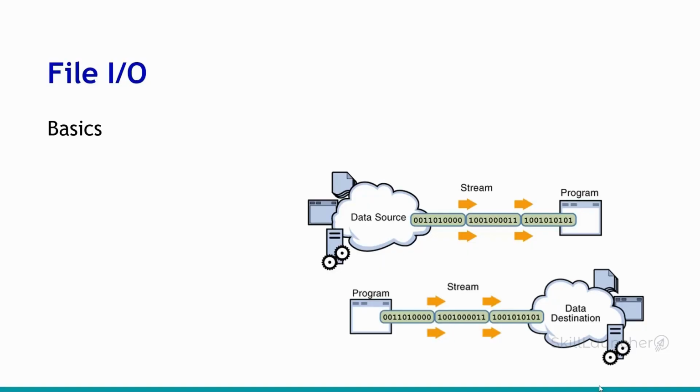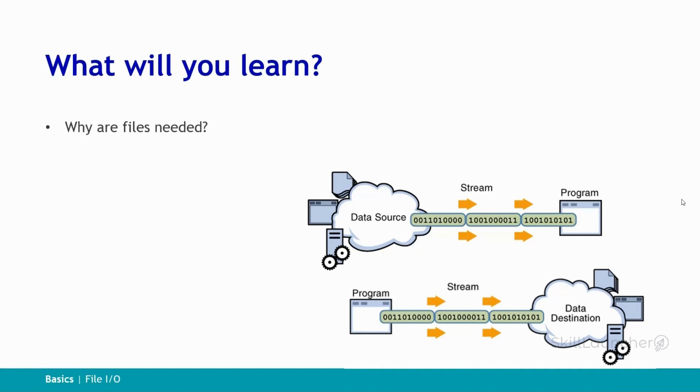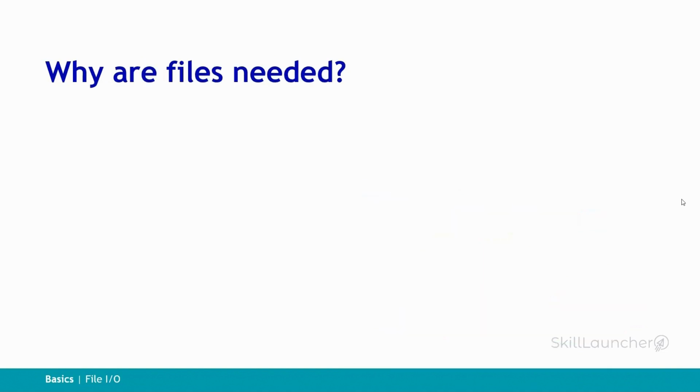Here's the next section of C programming, that is file input-output. In this lesson, we would be learning why files are needed, types of file, and opening and closing a file. Now, why are files needed?